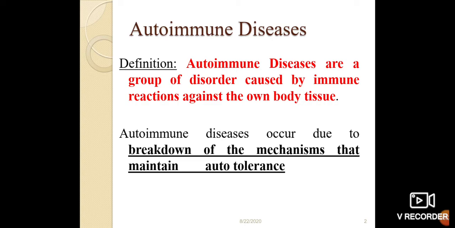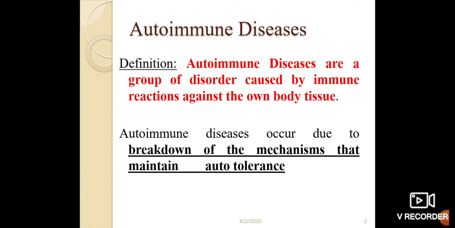Autoimmune diseases are a group of disorders caused by immune reaction against the body's own tissue. This means that the immune system itself and its components attack the tissues, the cells, and the organs of the body, causing damage. This damage can start with inflammation, and this inflammation can end with permanent tissue damage or dysfunction of the organ.